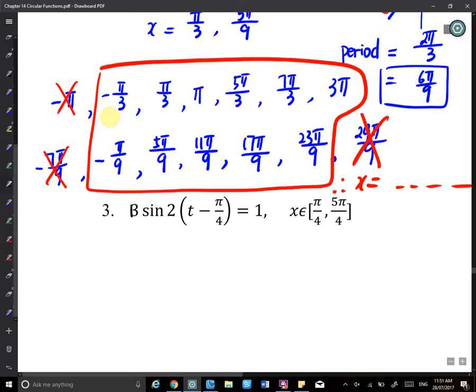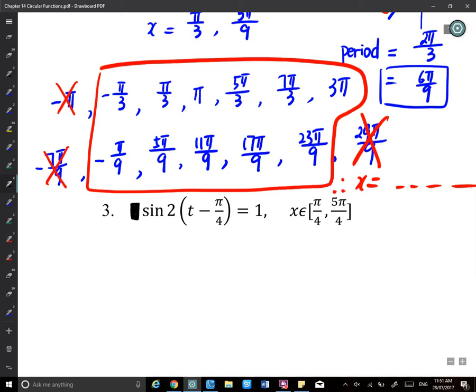This question, I just retyped the 3 twice, so I don't have the 3 here. So you only solve for sine of 2 bracket t minus pi on 4 equals to 1. Okay, 1 is a magic number in sine and cosine. Minus 1 is also a magic number. Why is that important? What's the important thing for 1?